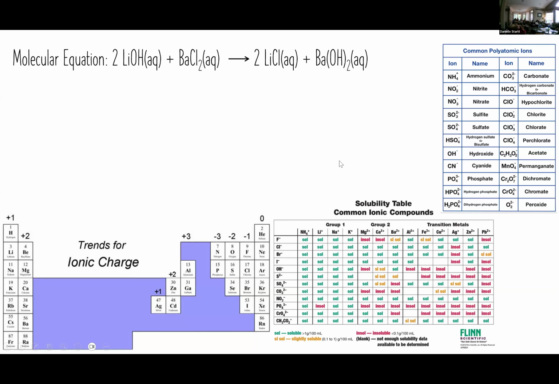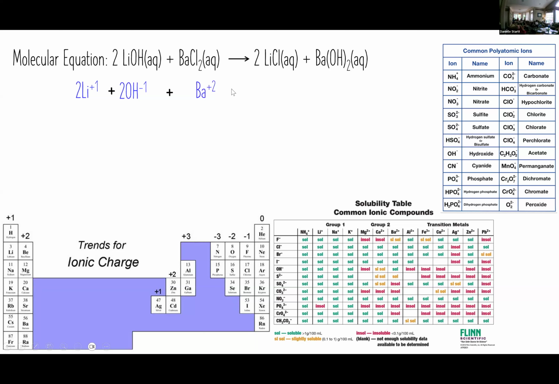All right, here's how that looks. 2 Li+1. Be sure you have that. Plus what? 2 OH what? Yeah, she's got it. 2 OH-1. If it just has a minus, it's a -1. Very good. All right, PJ, good. Plus what? Barium is going to be what? Here it is. Yep. Ba+2.